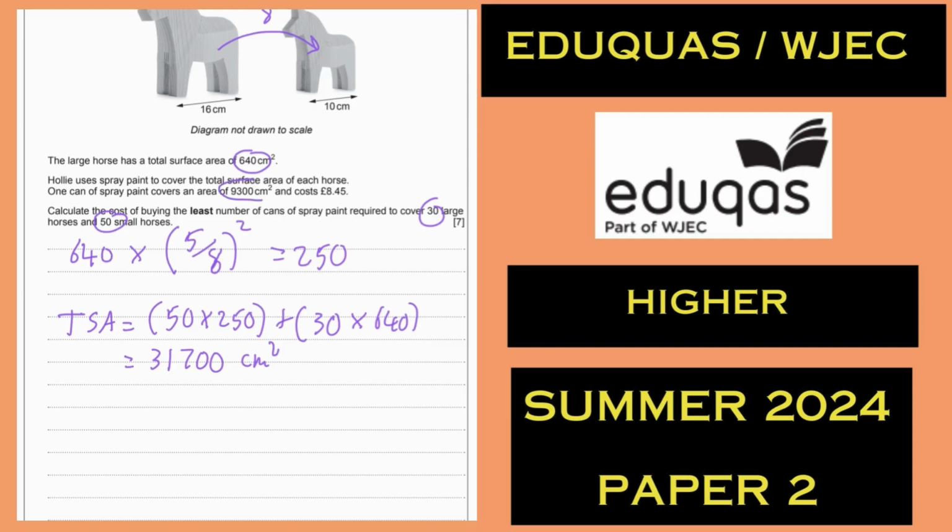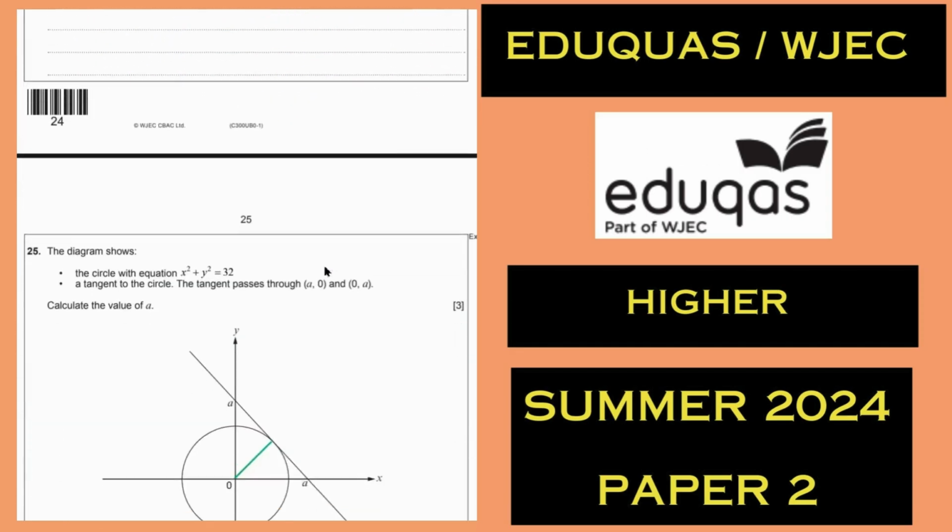Each can of spray paint covers that much. We need to divide by 9,300. That's 3.4 cans. You can't buy 0.4 of a can. Holly's going to need 4 cans, which will cost 4 lots of £8.45. 33.80 for her total cost. Take a deep breath, on we go.